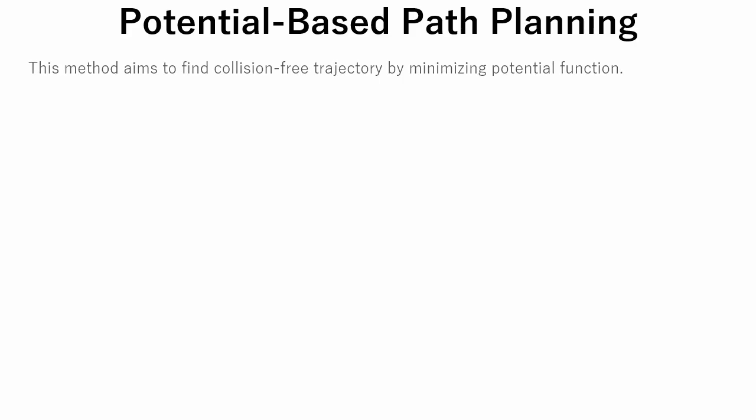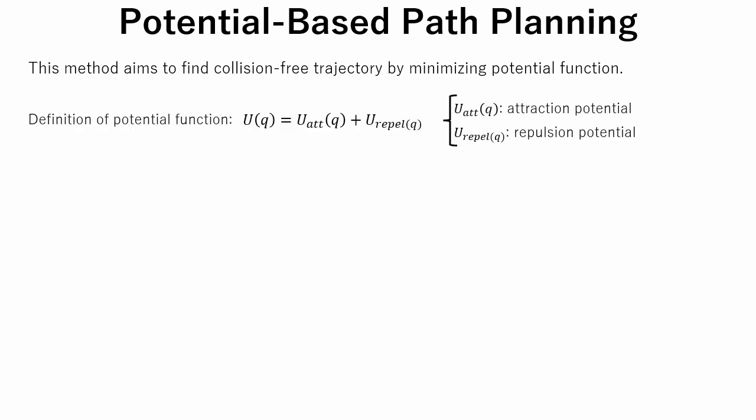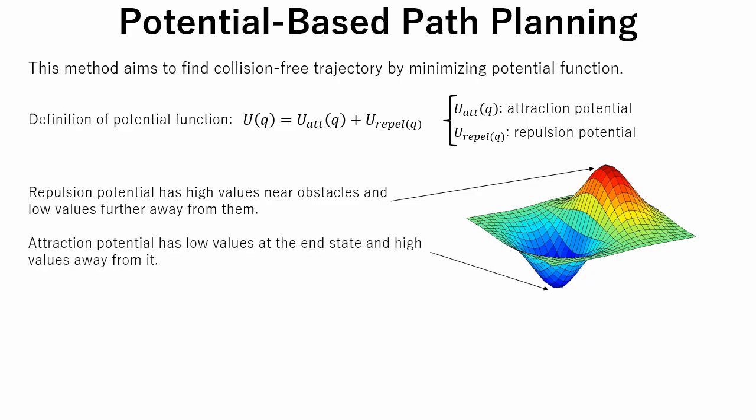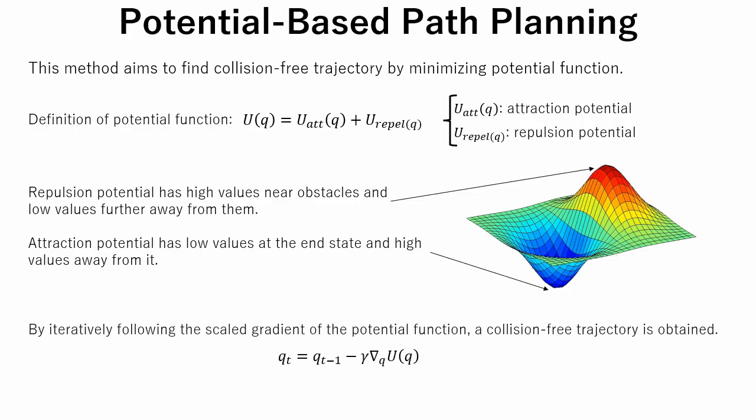Now let's see potential-based motion planning. This method aims to find a collision-free trajectory by minimizing potential function. Potential function is defined as a sum of attraction potential and repulsion potential. Repulsion potential has high values near obstacles and low values further away from them. Attraction potential has low values at the end state and high values away from it. By iteratively following the scaled gradient of the potential function, a collision-free trajectory is obtained.